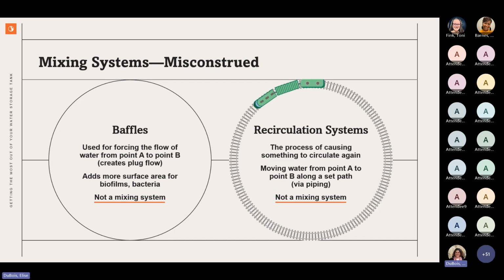Think of these like a train on a circular track. The train only moves in circles, never up, down, sideways. It's only in the path designated. Recirculation systems do the same thing with water. They move the water through a pipe in a continual loop.